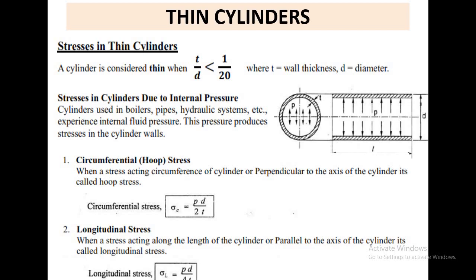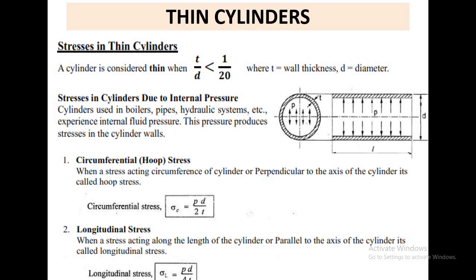The first topic is thin cylinders. Here we are going to follow one condition. When the thickness to the diameter of the cylinder is less than 1 by 20, we call it a thin cylinder. So t is the wall thickness and D is the diameter of the arrangement.